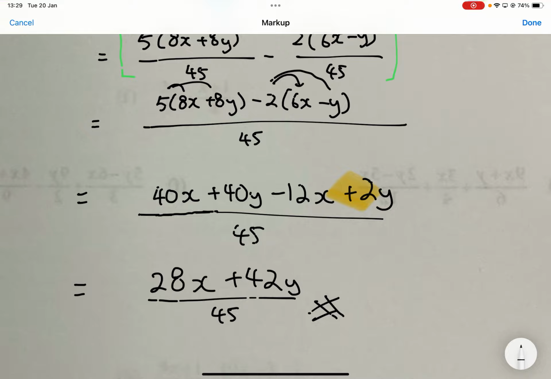How? Did you all get this correct? Did you all change the 2y to become positive 2y? That is the difficulty.